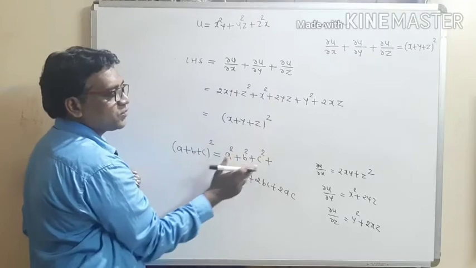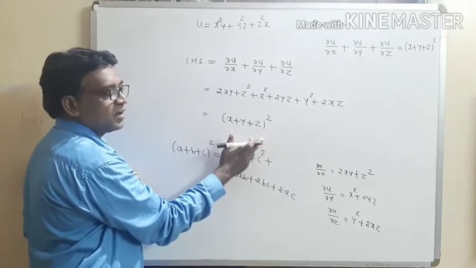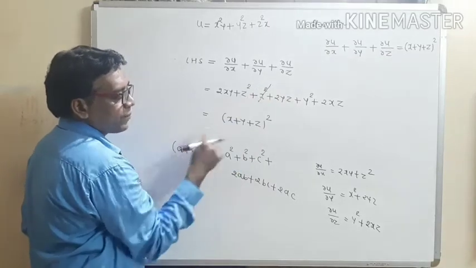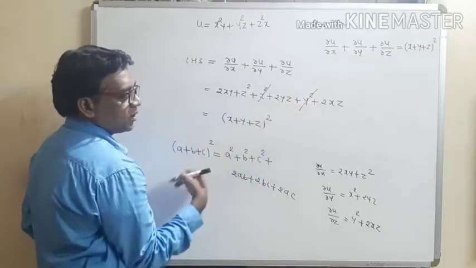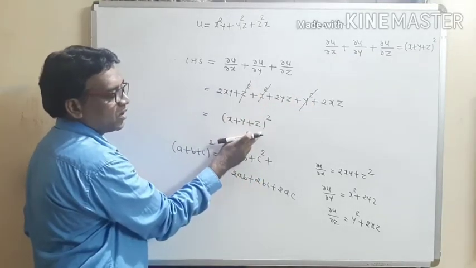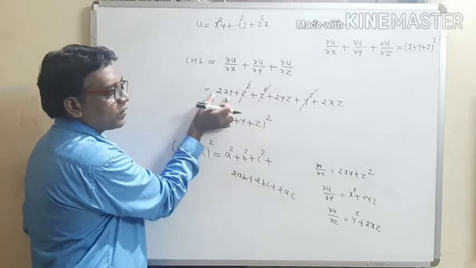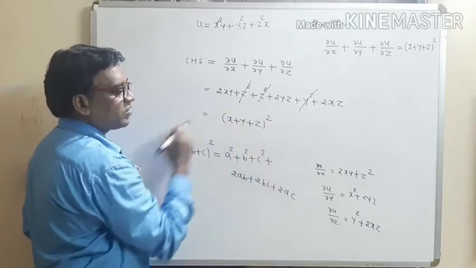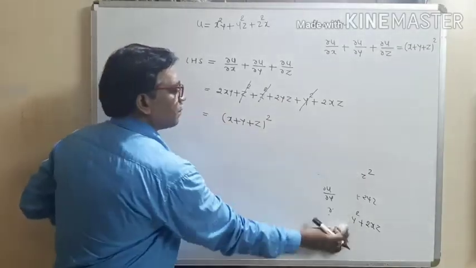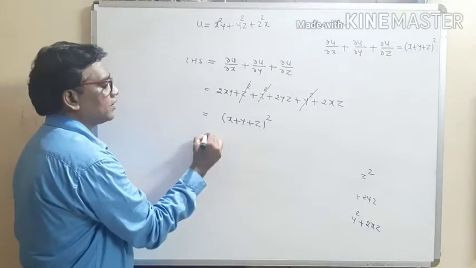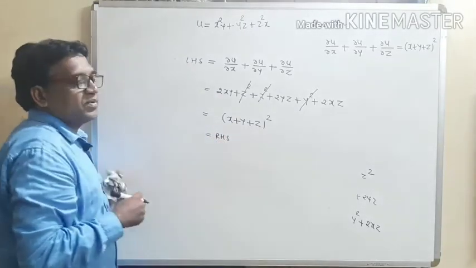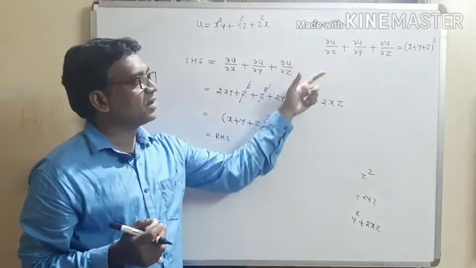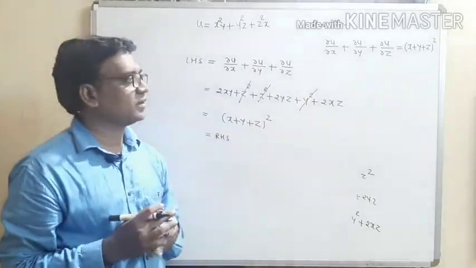This complete term is the expansion of (x plus y plus z) whole square. This is given by square of first term, which is x square, square of second term, which is y square, plus square of third term, which is z square, and 2 times the product, 2xy, 2yz and 2xz. So this complete term is the expansion of (x plus y plus z) whole square, and this is our right hand side. So see what is given. If u is given, then we have shown that the value of the left hand side is equal to the value of the right hand side.